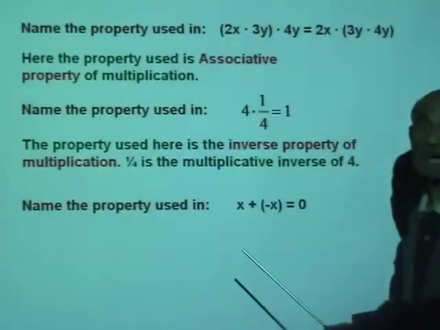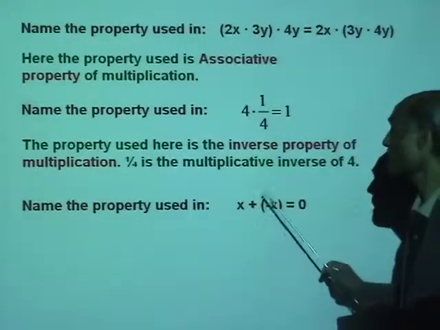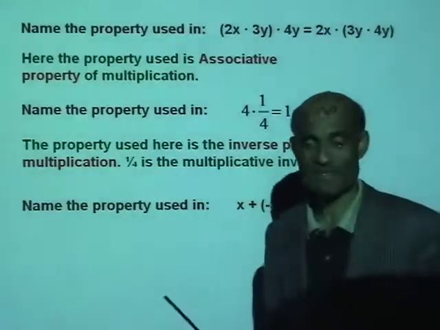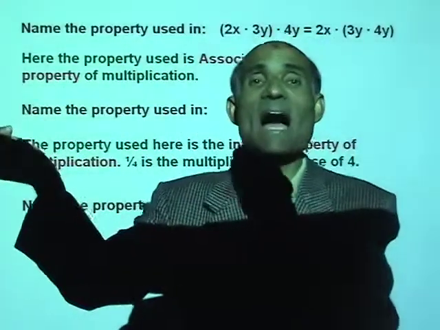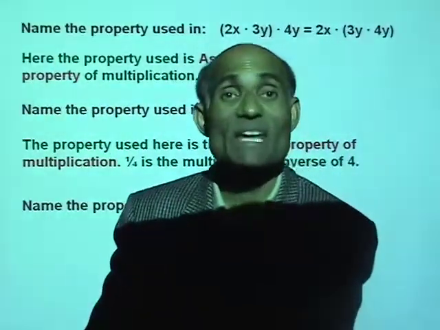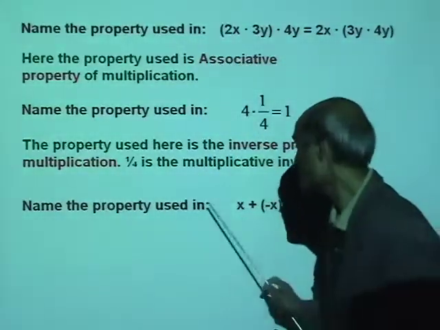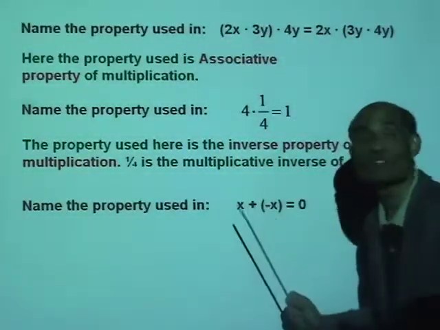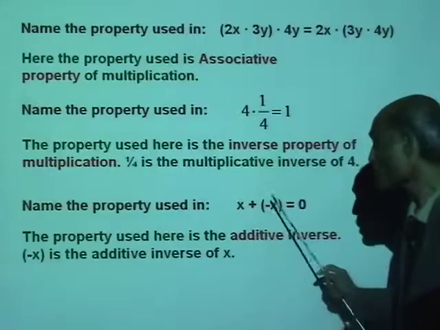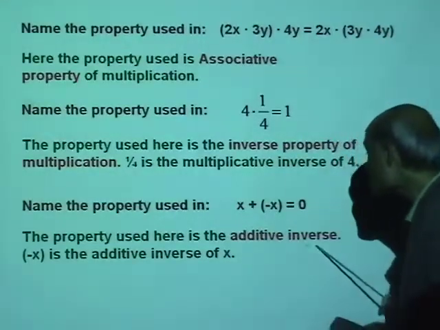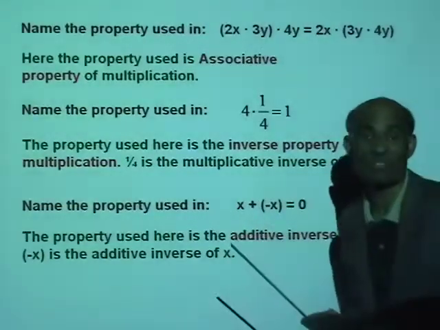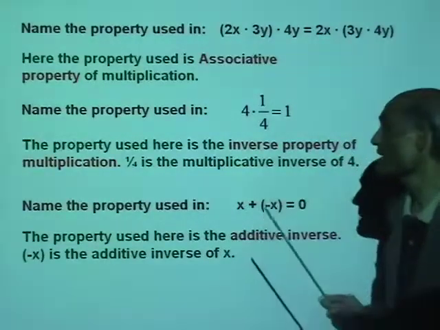Try this. Name the property used in x plus negative x equal to 0. Alright? A number added to its opposite equal to 0. And we gave a name for that opposite. A number added to its inverse gives you 0. Is that right? Yes. So this property is the additive inverse. A number added to its opposite equal to 0. Additive inverse.